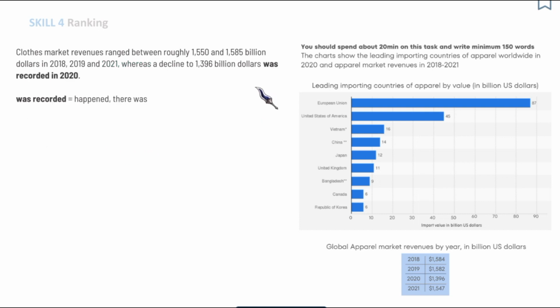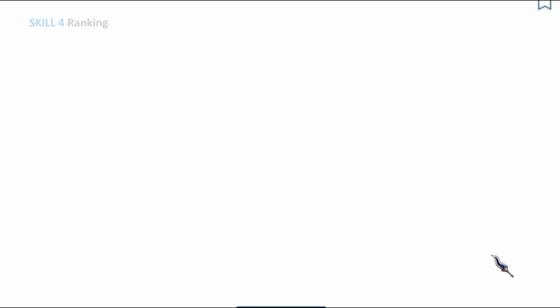In this paragraph, I have used this phrase: was recorded in 2020. So the meaning is clear, it means happened, or there was a decline, and this phrase is very useful for statistics like this, so it can be used in reports in IELTS Writing Task 1. The skill of this lesson is describing rankings, and now we're going to talk about different ways to do it.